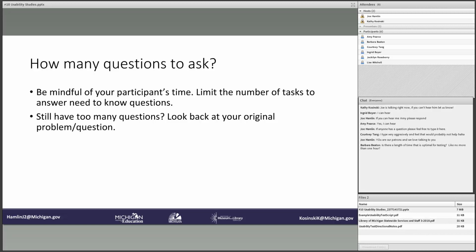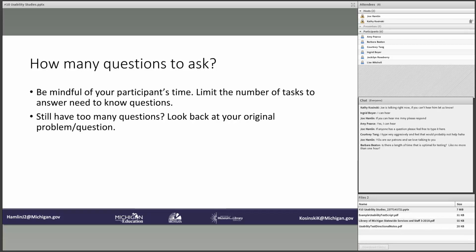We've got a really good question from Barbara Beaton. Is there a length of time that is optimal for testing, like no more than 1 hour? I've found that 30 to 45 minutes is good. Once you hit an hour and 15, it can get really tiring for the note taker, for the participant, for everything. It just gets incredibly stressful.